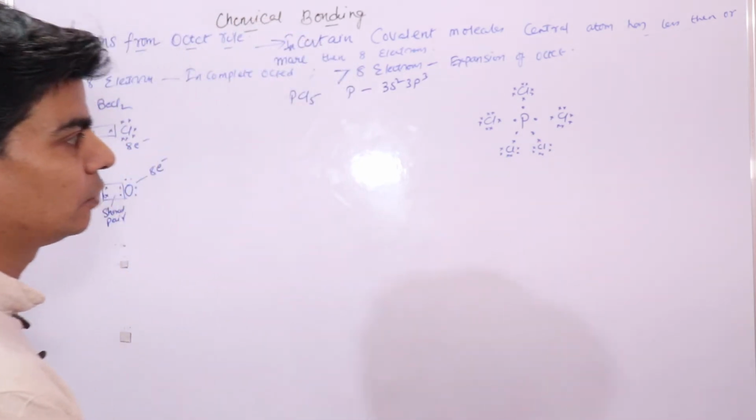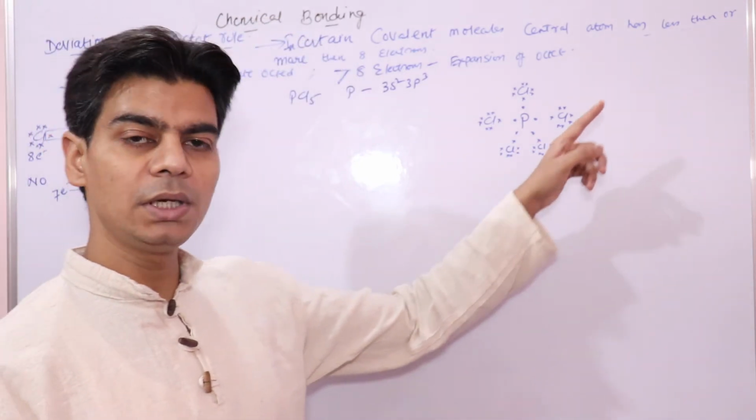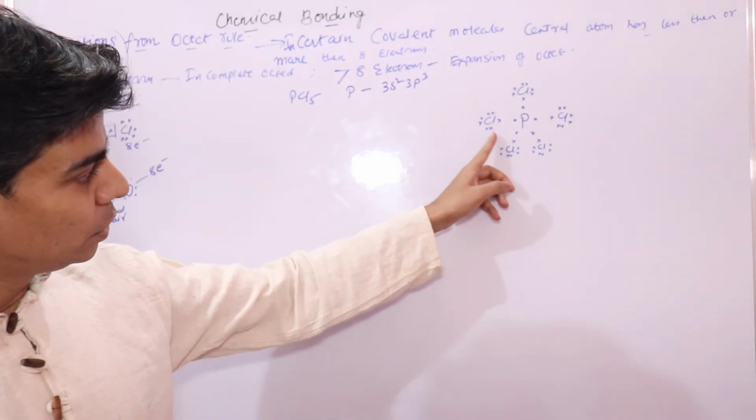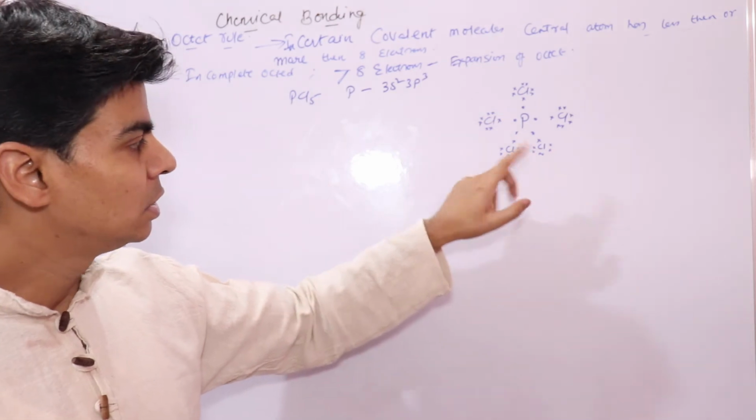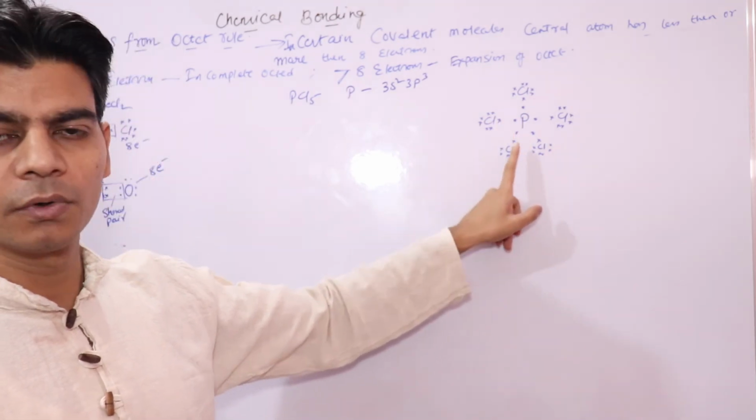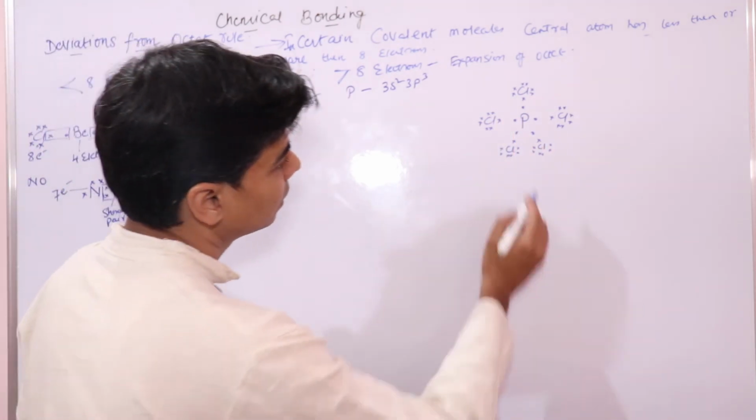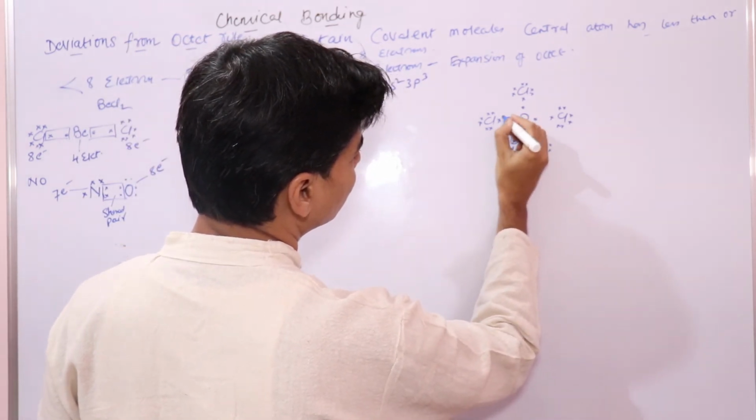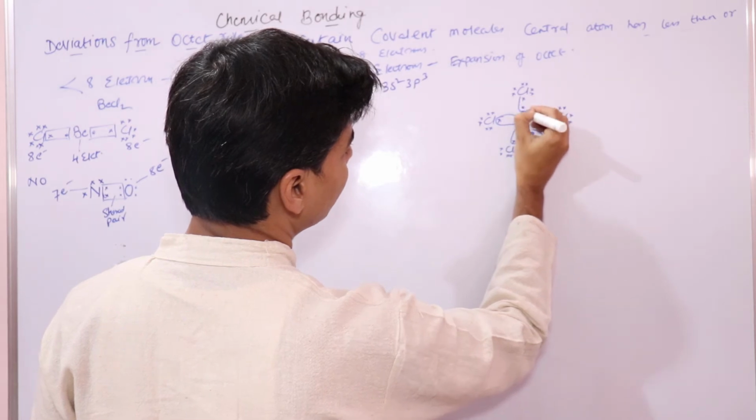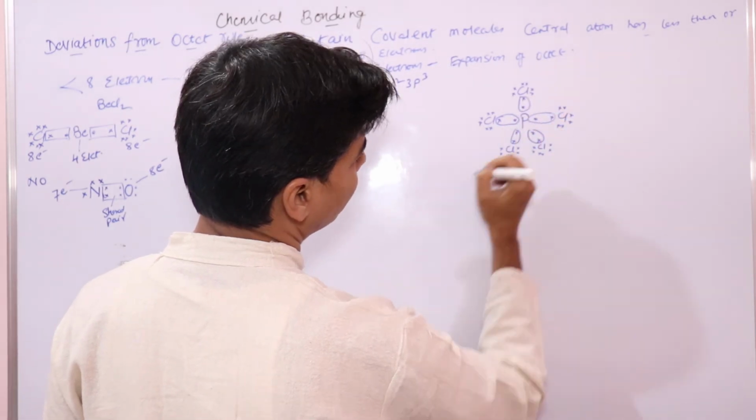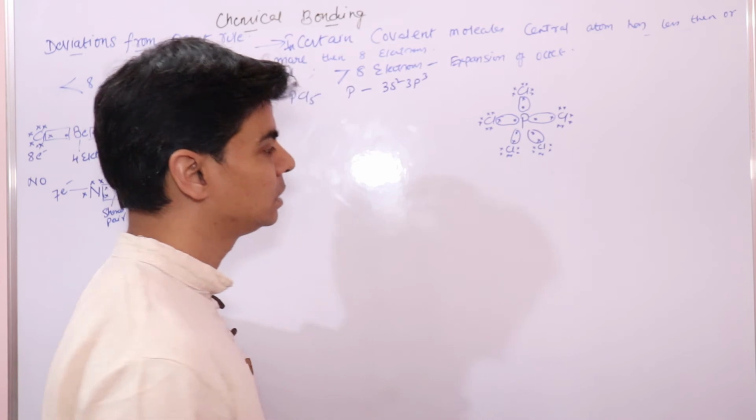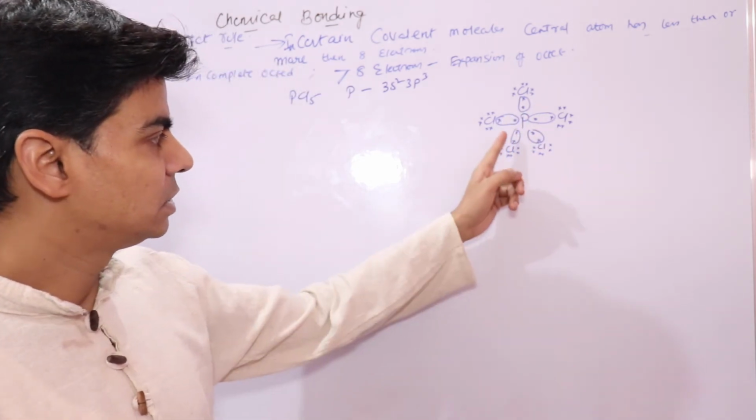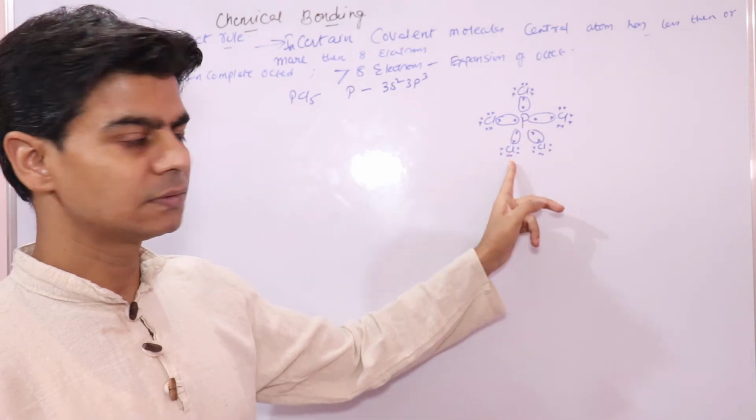Now sharing of electrons will take place. Every chlorine atom will try to acquire 8 electrons in its outermost shell. All chlorine atoms have 7 electrons, so each will share 1 electron of the phosphorus atom. This is how bonding will take place. All these represent the shared pairs of electrons, and each shared pair belongs to phosphorus as well as chlorine.